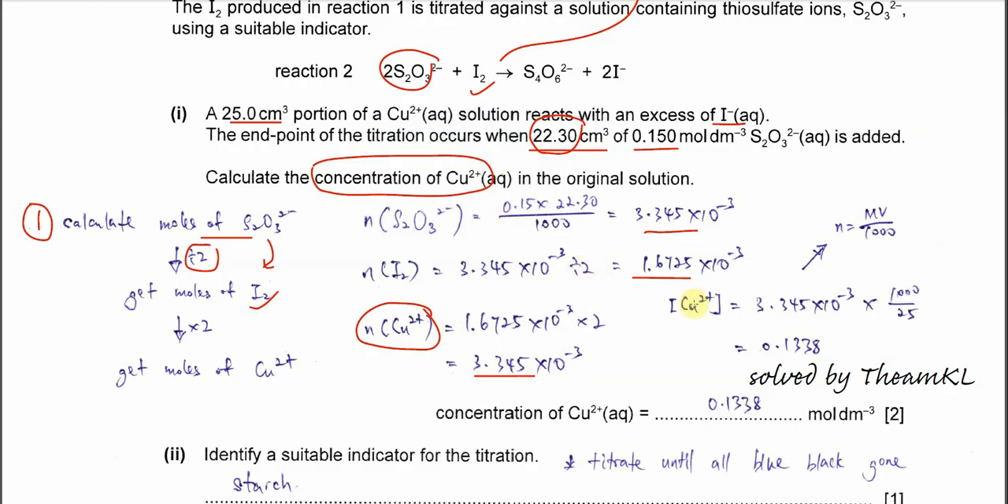So the concentration of copper 2, you can use n equal to MV over 1000. n is the mole, M is the concentration, V is the volume used. This is what we need to get. This one is already given, so it's 25 cm cubed. Okay, mole is this one. Therefore, you get this working: 3.345 times 10 power negative 3 times 1000 over 25. So you get 0.1338.